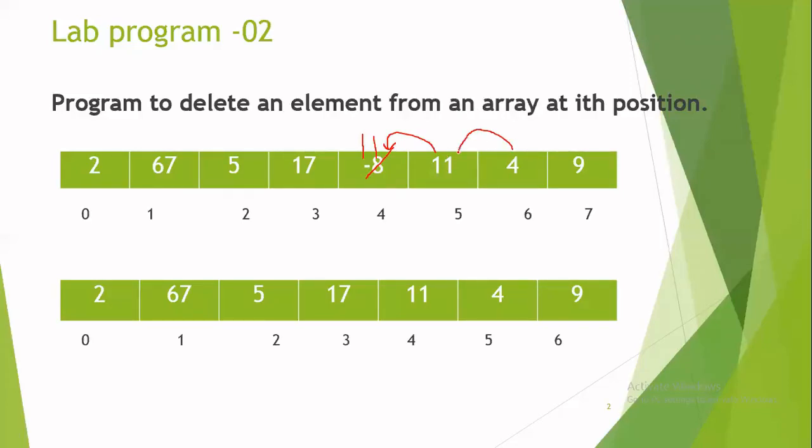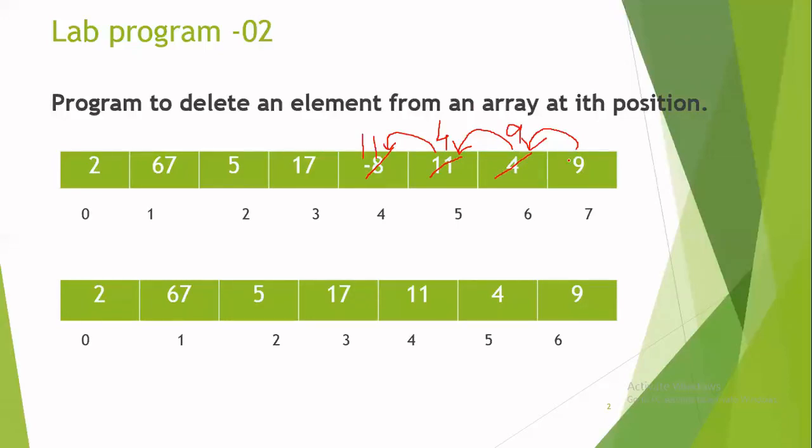Now you are going to shift 4 to the left position. That means you are going to replace the element 11 by 4. Okay. And at the end, there will be one more element, that is 9. That is also shifted to the left side. Now you are replacing 4 by 9. So once you replace the content of that memory location, the earlier content or the old value of that memory location will be lost. So that is how you are going to simulate deletion operation in computers.